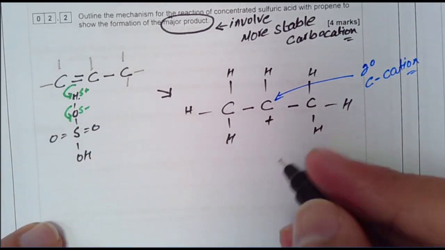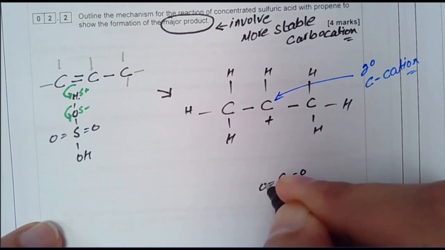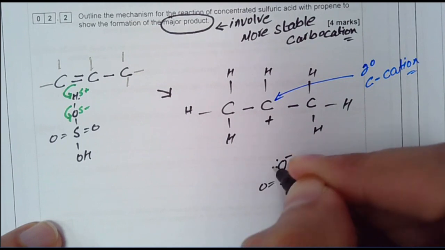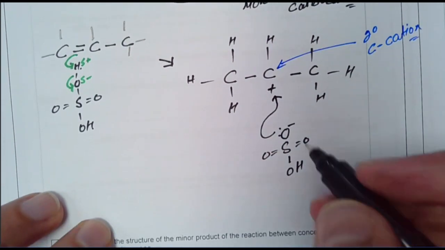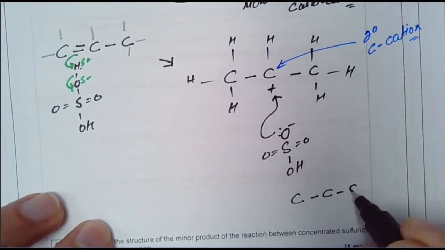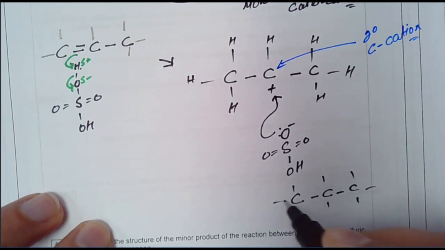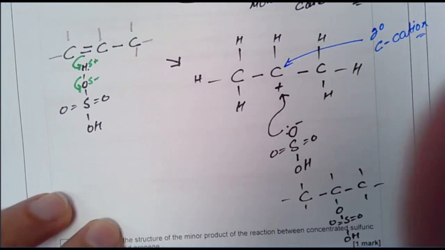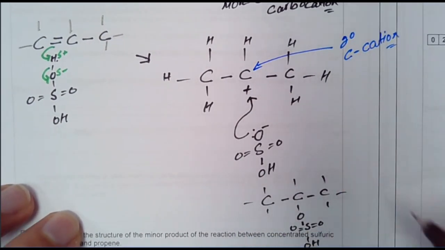Now as a result of this, it will then change into O dash S double bond O double bond O and OH. Those are all hydrogens around it.